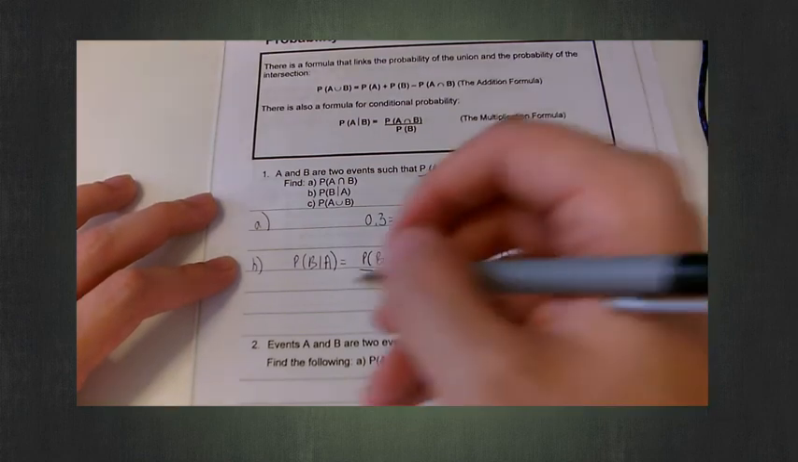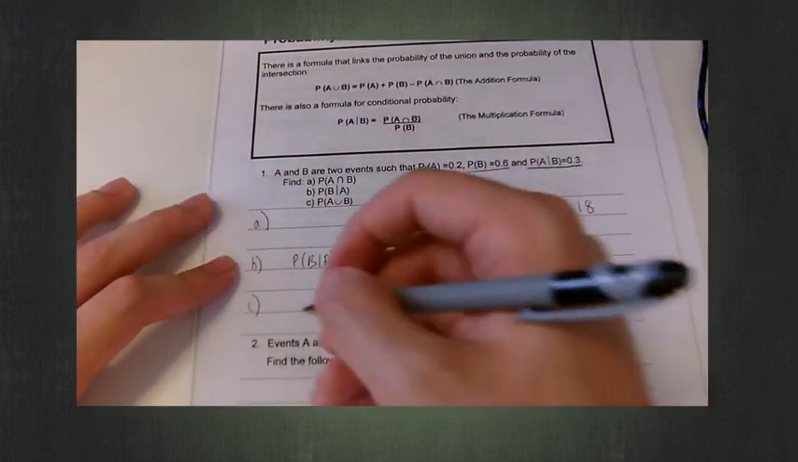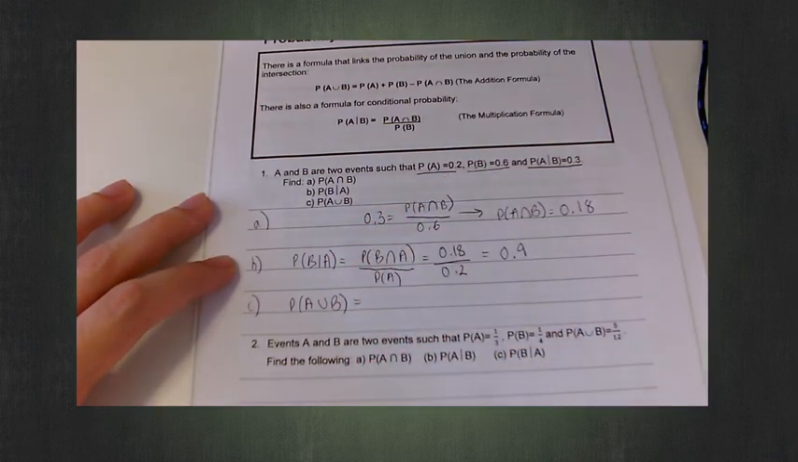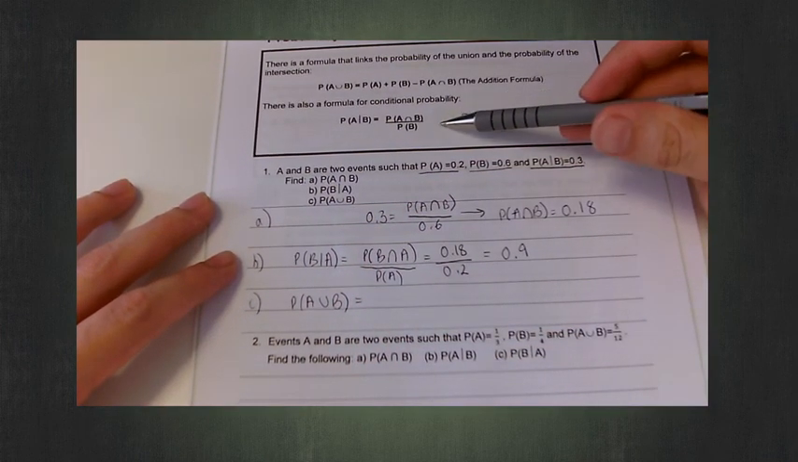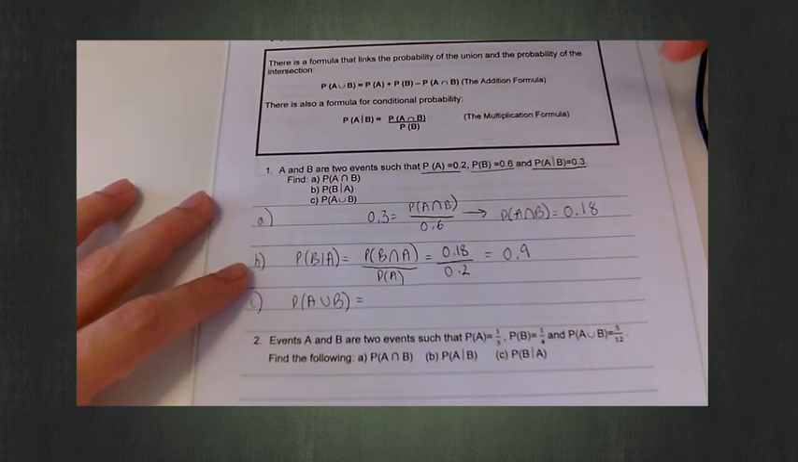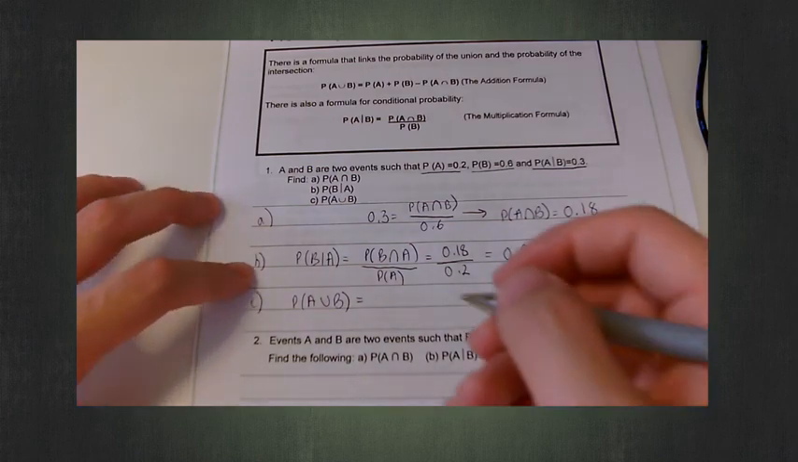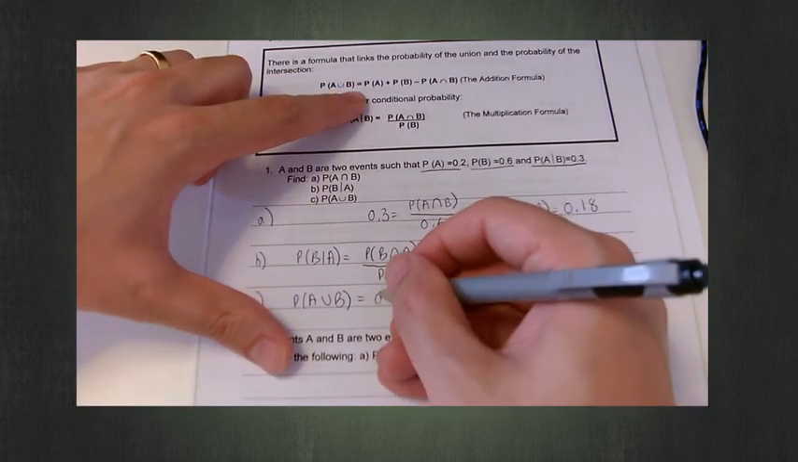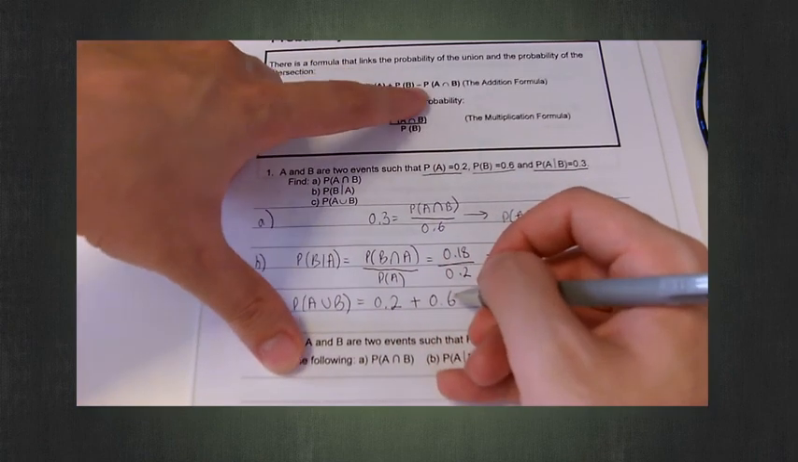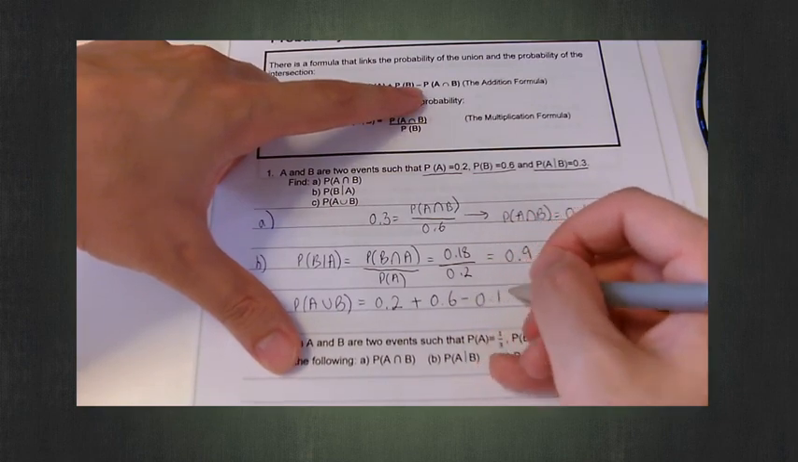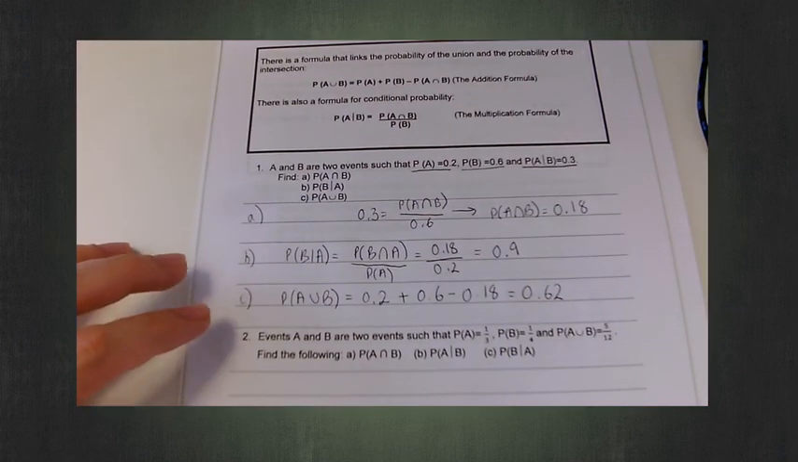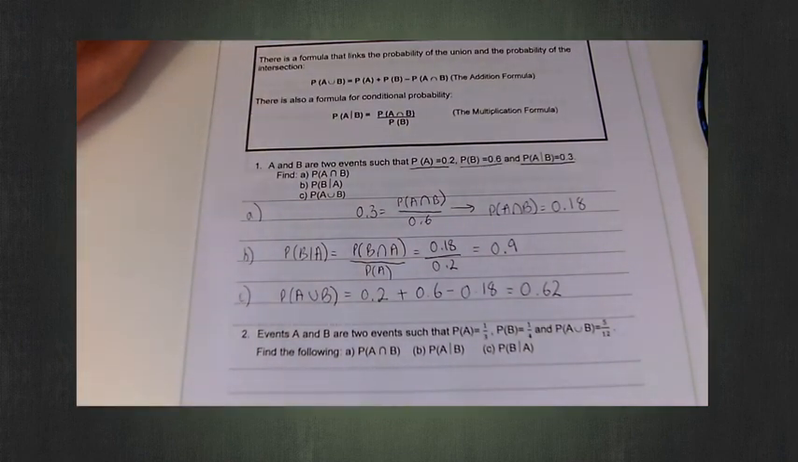And the last one on question 1, what's the probability of A or B or both? Well, obviously the multiplication formula does not deal with the union probability, so we need to use the addition formula here. Probability of A or B or both, that's probability of A, which we know, 0.2, plus probability of B, which is 0.6, minus probability of A and B, which is 0.18. And when you figure that out, you get your answer to be 0.62. So that's question 1 done.